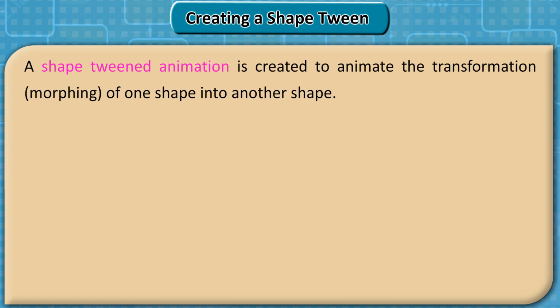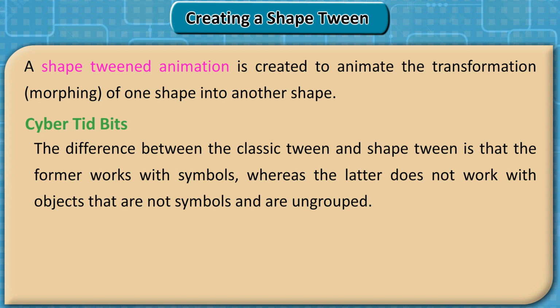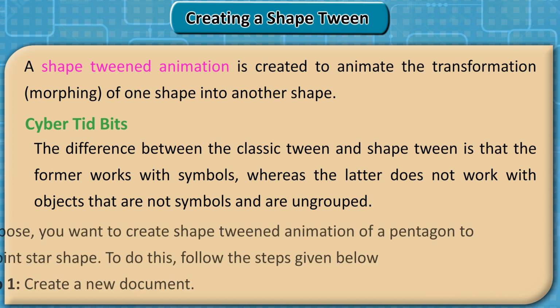Creating a shape tween. A shape tweened animation is created to animate the transformation, or morphing, of one shape into another shape. Cyber tidbits. The difference between the classic tween and shape tween is that the former works with symbols, whereas the latter does not work with objects that are symbols or grouped.